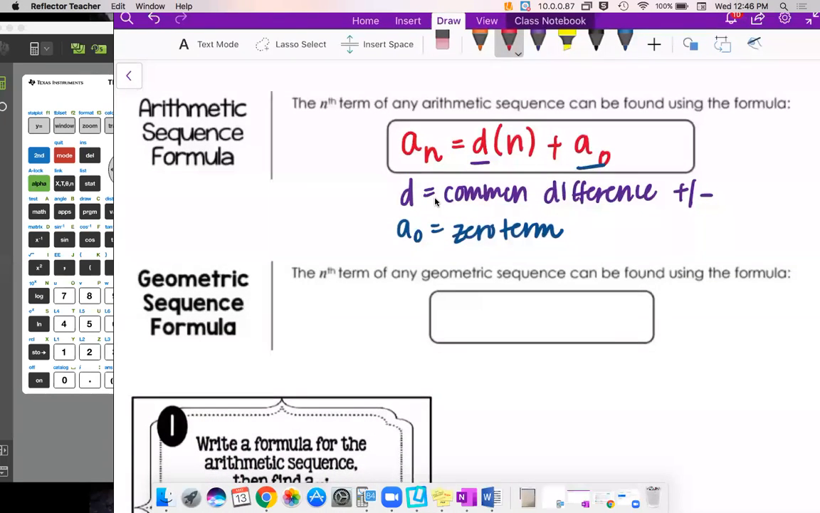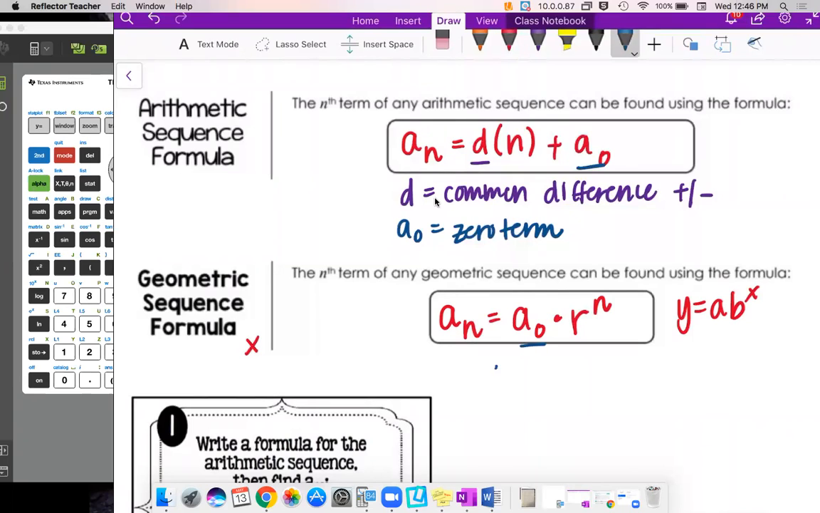The other one is a geometric sequence. Instead of adding and subtracting, you're multiplying to get in between each of your term numbers. We're still going to call it a sub n. Sometimes I like to write this as g of n for geometric, but for the sake of the worksheet, we'll call it a of n equals a sub 0 times r raised to the n. So the n is your exponent. Think of it like y equals ab to the x, your exponential equation, okay?